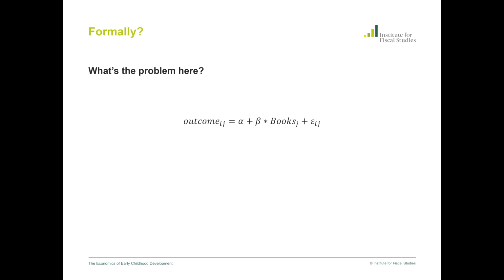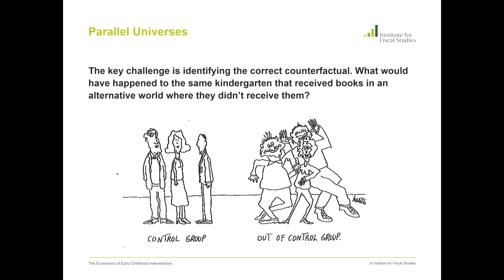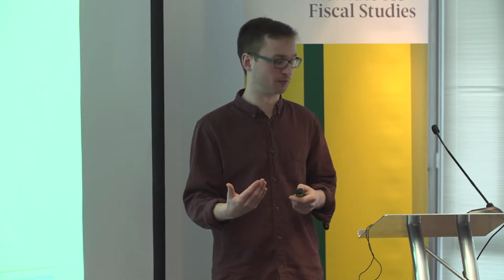How are we going to get around this? Well, as I've already mentioned, the key challenge is identifying the correct counterfactual. We don't know what would have happened in the same kindergarten that received books in an alternative world where they didn't do them. And as I'm hinting at with the cartoon here, a way we often get around this problem is using randomized control trials to create this parallel universe for which we can create a valid comparison group.